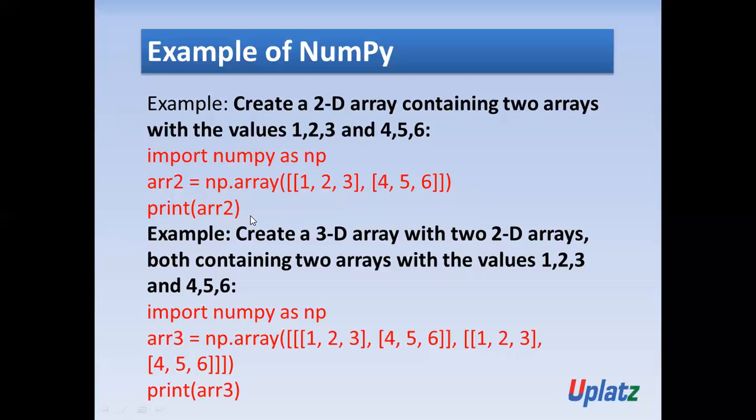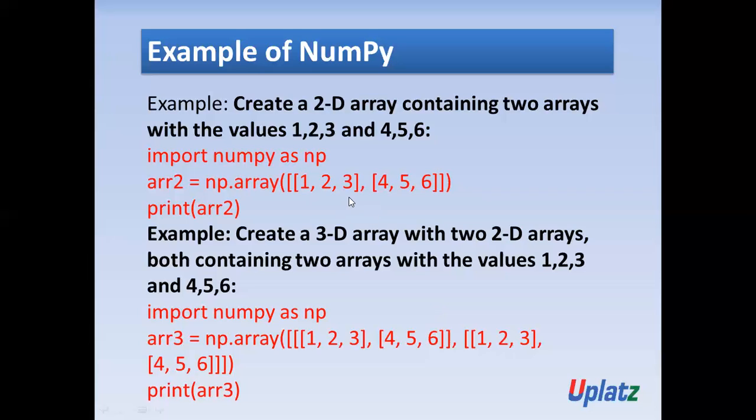In the same way, if you want to create a 3D array with two-dimensional arrays, both containing two arrays with the values 1, 2, 3 and 4, 5, 6. What do we want to create? We want to create a 3D array with 2D arrays, both containing two arrays with the values 1, 2, 3 and 4, 5, 6. Are you getting it?